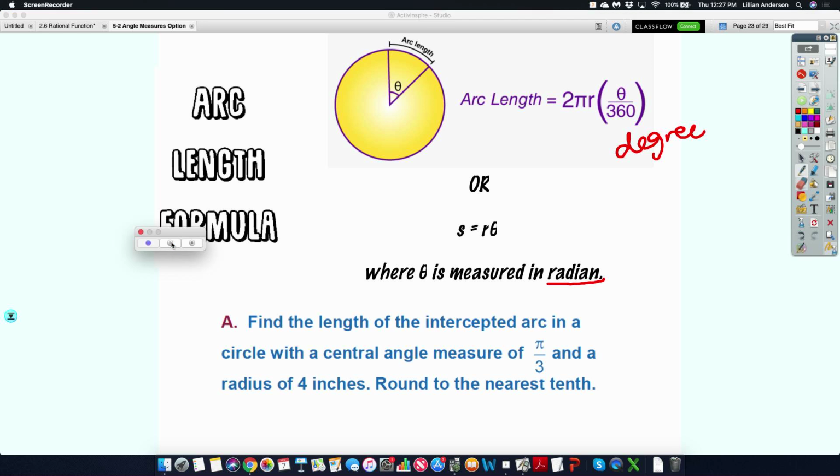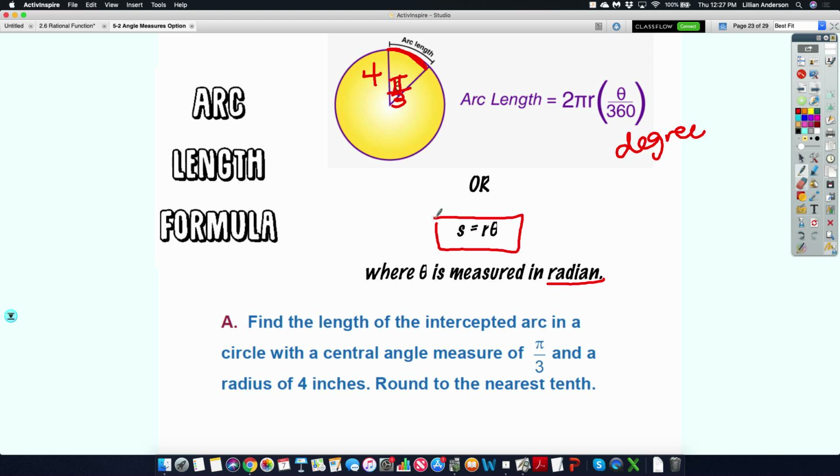But arc length is a part of the circumference. R represents the radius of your circle. So if it asks you to find the length of the intercepted arc, it's asking for the arc length. Okay. When the central angle measure is pi over 3, and the radius is 4, round to the nearest tenth. So it's asking you basically to find this length here when the angle is pi over 3 and your radius is 4. Since the angle is given to you as a radian, you will want to use this formula.